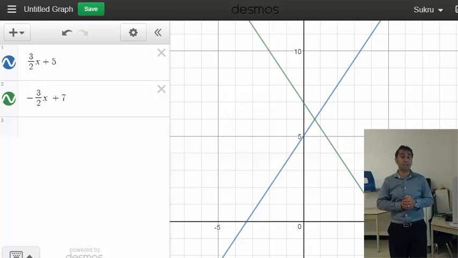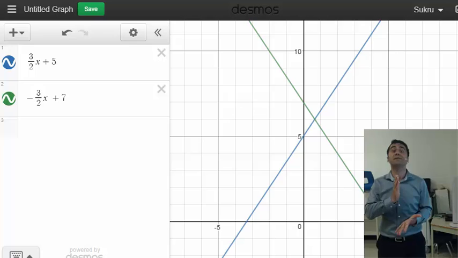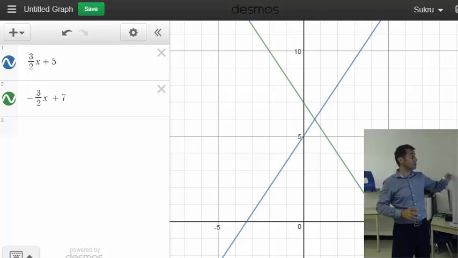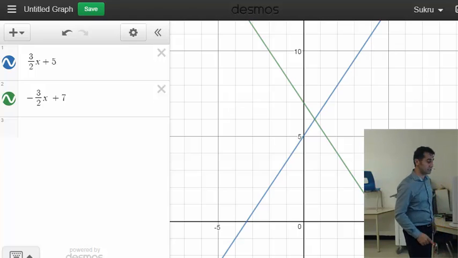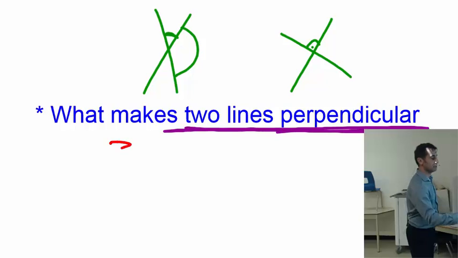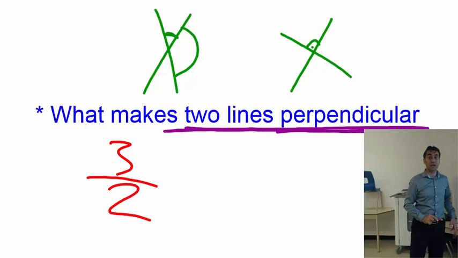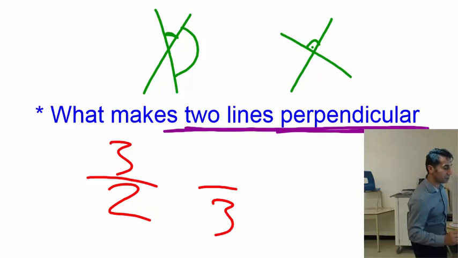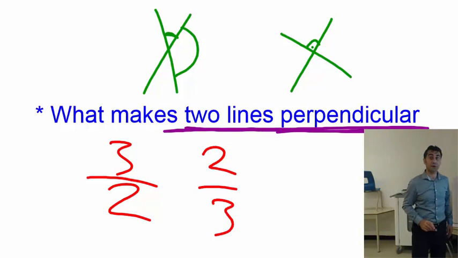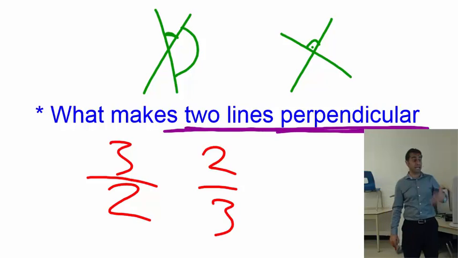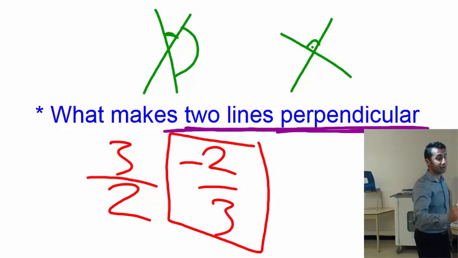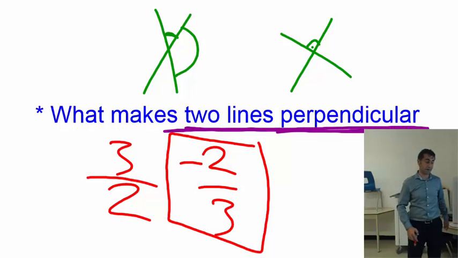So what you need to do here is that you need to flip the slope. That's the important part. Flip the slope. What's blue line? What's the slope here? Blue line, the slope has 3 over 2. If you flip it, 3 goes down, 2 goes up, plus you have the negative sign. That's it. That's what makes two lines perpendicular.